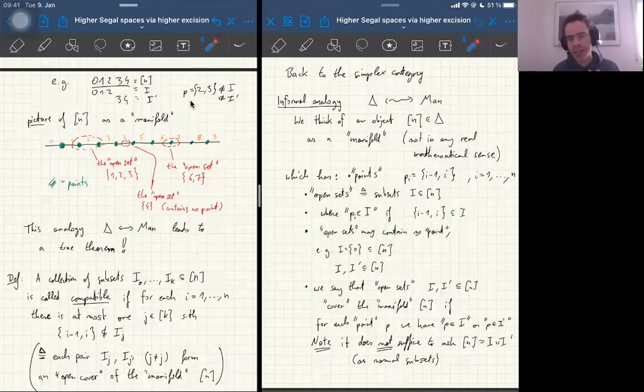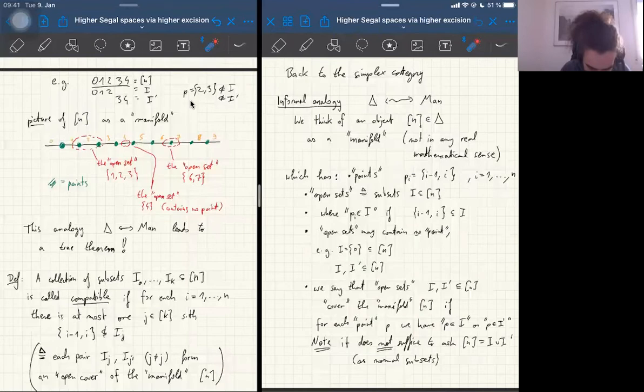So the idea here is more of an informal idea. Maybe one can make this connection precise, but for now, let's just keep it informal. But the upshot is this will lead to true theorems about the simplex category. So I want to think of each element of the simplex category as a sort of manifold in the following sense. So I have my object of the simplex category, and I want to think of it as a manifold like this.